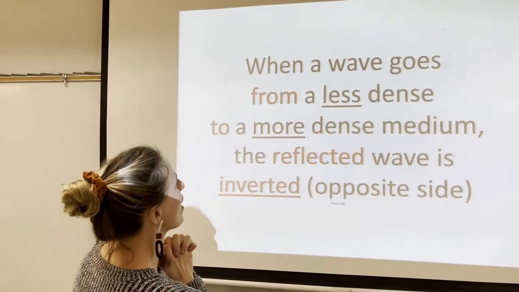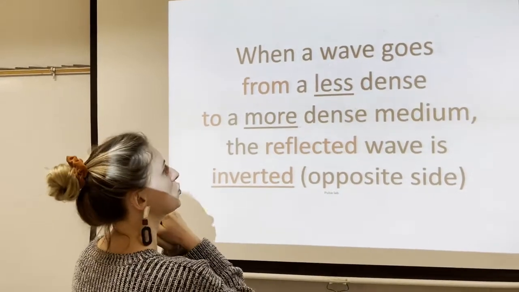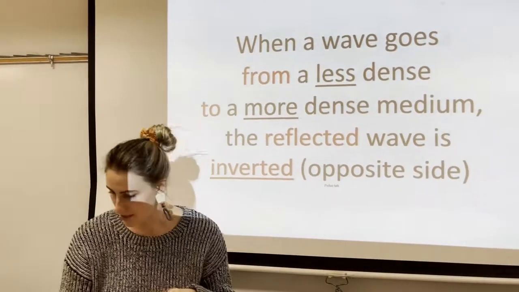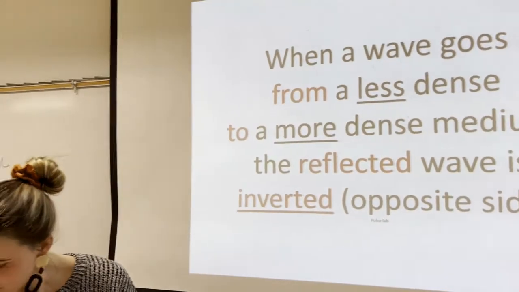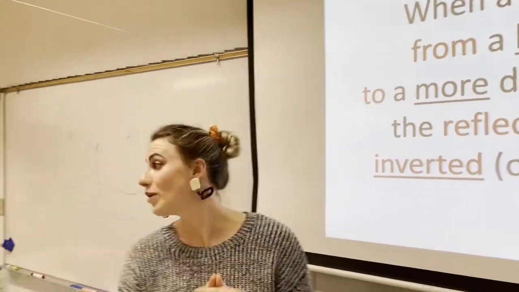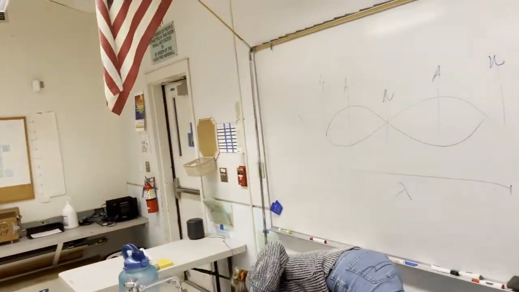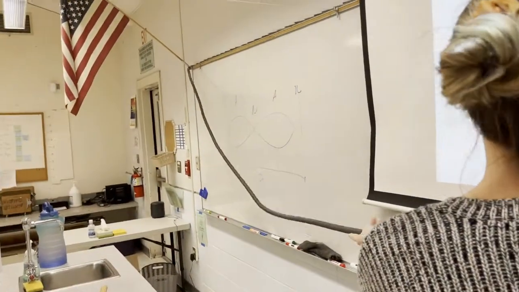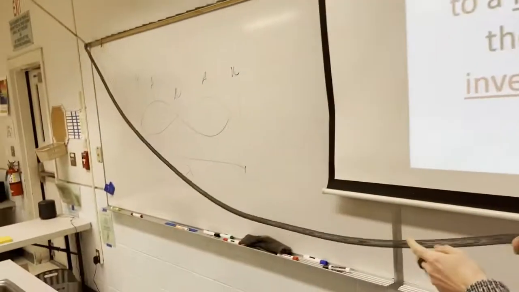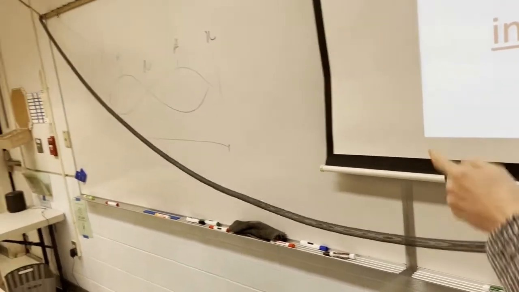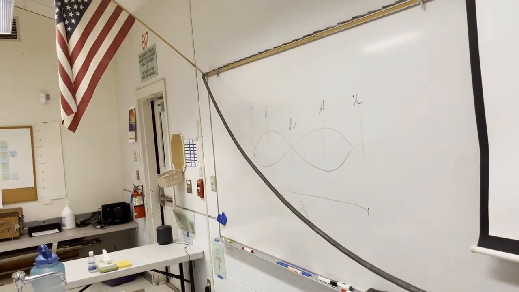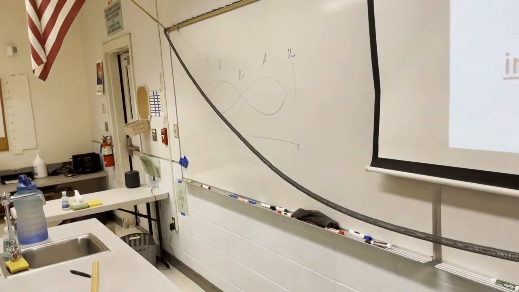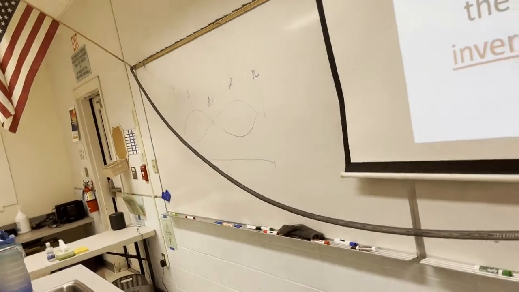When a wave goes from a less dense to a more dense medium, the reflected wave is inverted, on the opposite side. And we saw that in that lab we did yesterday, and you can also demonstrate it with that hanging spring. So, when a wave goes from a less dense to a more dense medium, so it's going from the slinky to the attachment on the wall, where the attachment on the wall can't move, you can think of it as being more dense. It's solid, and I'm going to go ahead and send the pulse this way.